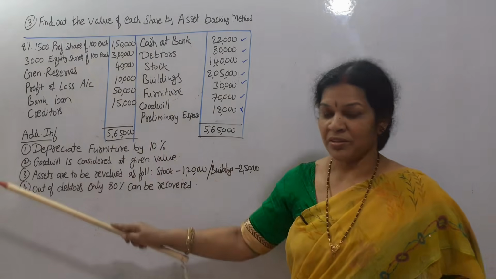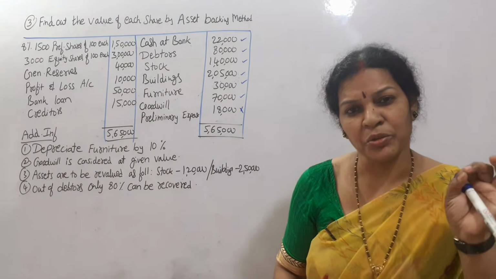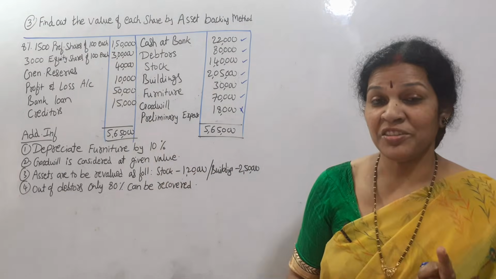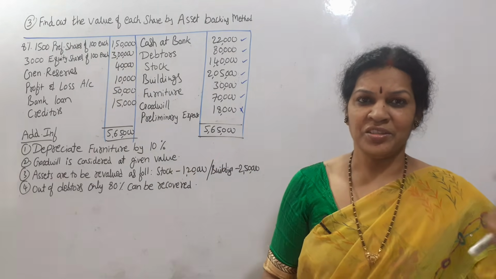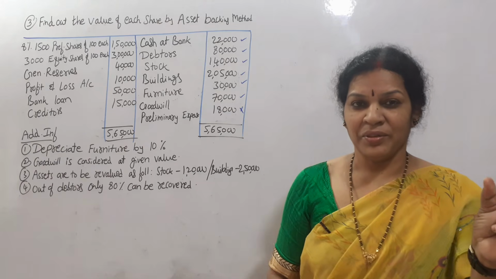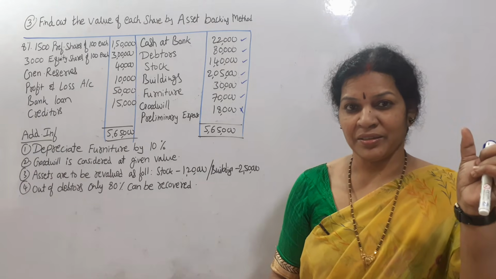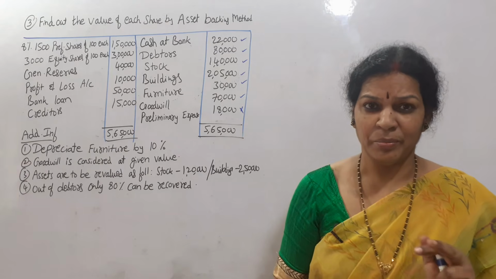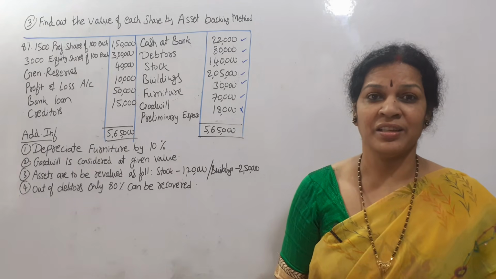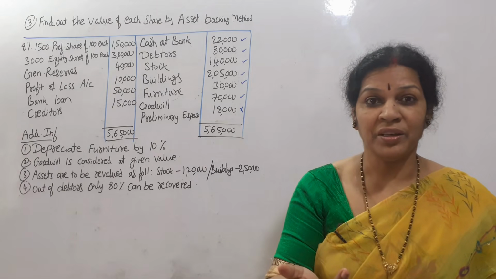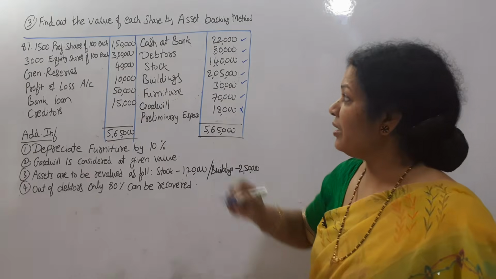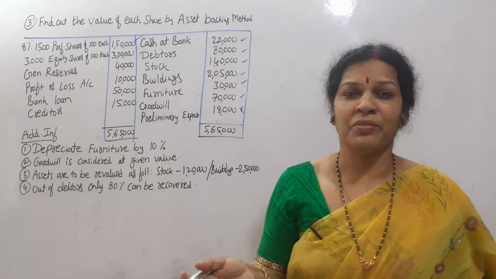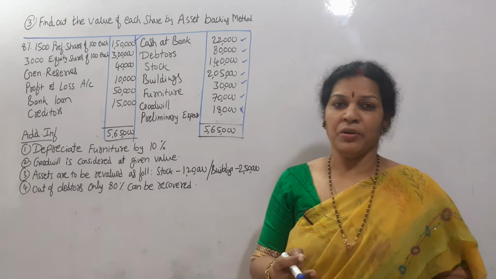Now coming to the liability side, what exactly are the liabilities? Those liabilities only we are going to take. Here preference shares is a liability. You can check the first day class when I gave you the formula: total assets minus current liabilities minus preference shares. Preference shares are also considered a liability because we have to pay the preference shareholders. Equity shares are not, because we want to calculate the per share value of equity shares only.